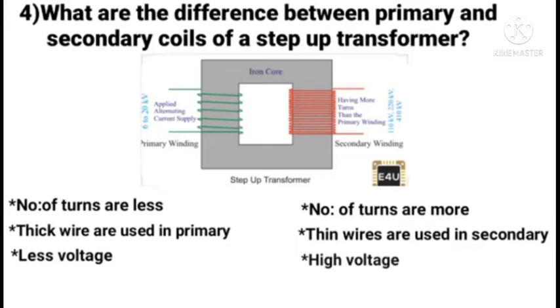Then we can write the difference between step-up transformer and step-down transformer. You notice only the figure. Primary coil of a step-up transformer: number of turns is less, thick wires are used in the primary, less voltage. So we can write about the step-down transformer and step-up transformer.